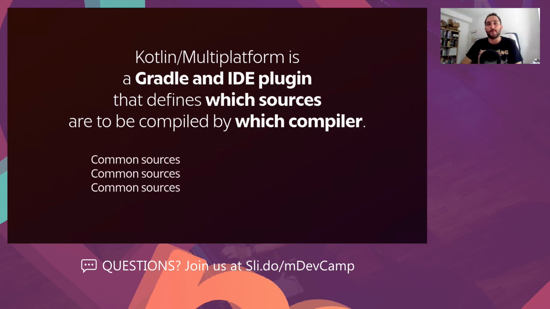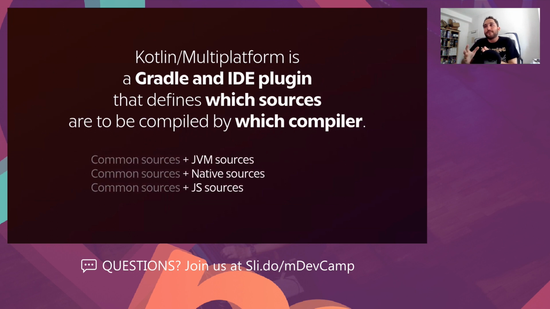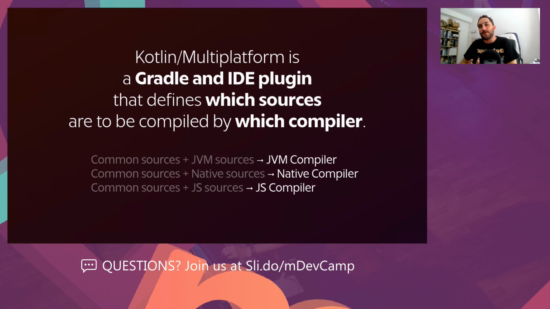So for example, you have a common source set that is going to be compiled by all three compilers, and then each compiler will take its own source sets, which contain JVM specific sources, native specific sources, or JavaScript specific sources. Then the addition of the common source and the JVM source, or the native source, or the JS source is given to the corresponding compiler. So it's very important to understand that Kotlin multiplatform is actually your code read thrice. One for the JVM, one for native, and one for JS.